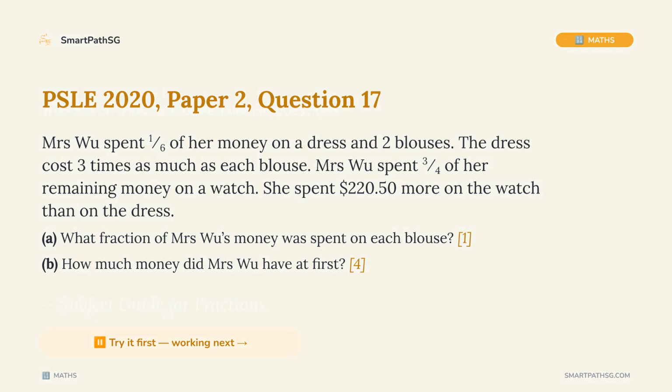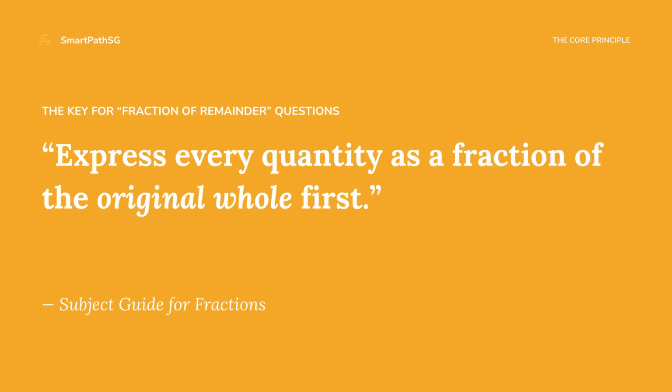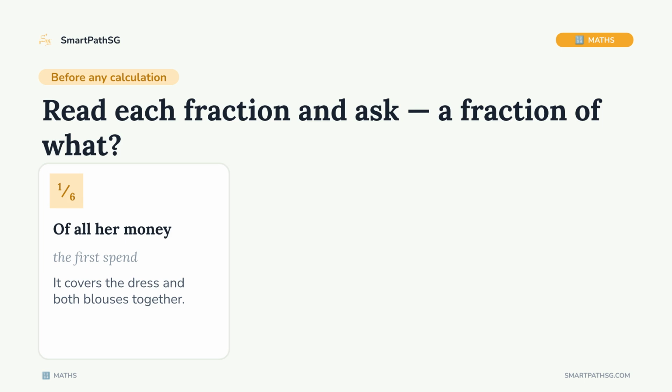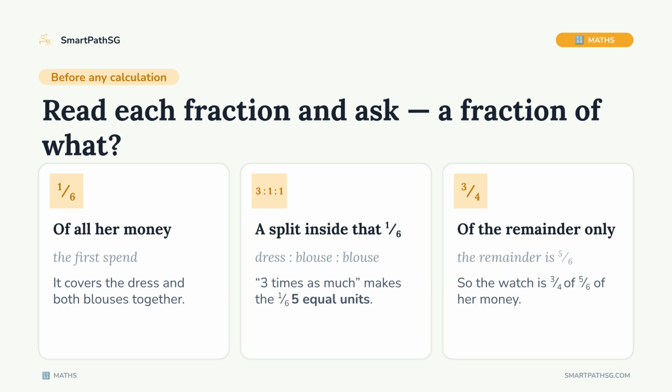How much money did Mrs. Wu have at first? The key for solving fraction of remainder questions is to express every quantity as a fraction of the original whole first. For each fraction you see in the question, ask, what is it a fraction of? There are 3 fractions to check here. First, the 1/6. It is a fraction of all Mrs. Wu's money, spent on a dress and 2 blouses. Second, a 3-to-1-to-1 split inside that 1/6. And third, the 3/4. It is a fraction of the remainder, which is 5/6 of Mrs. Wu's total money.